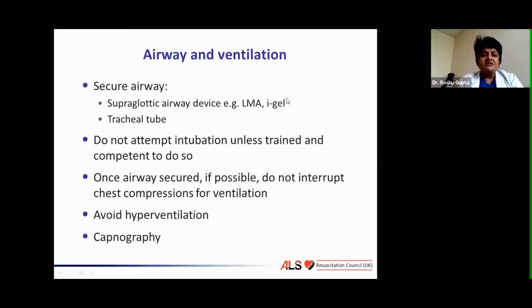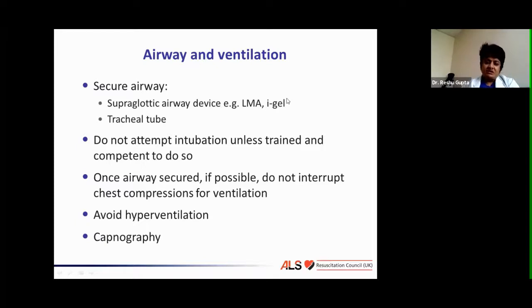So now, you see airway and ventilation. You can secure the airway by any of the airway devices. Any supraglottic airway device, maybe the LMA or the iGel, even the combitube can be used if it's available. And a tracheal tube, if you have an expert there, they can intubate the patient, but intubation should be done by trained personnel so that we do not cause injury, or we do not delay it.